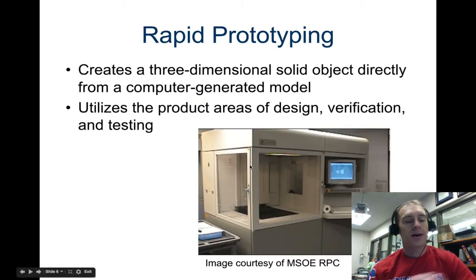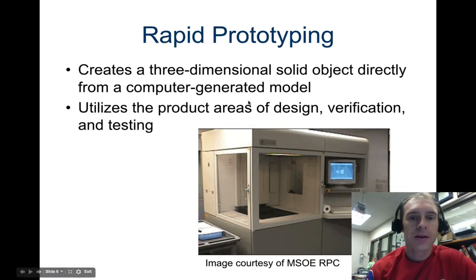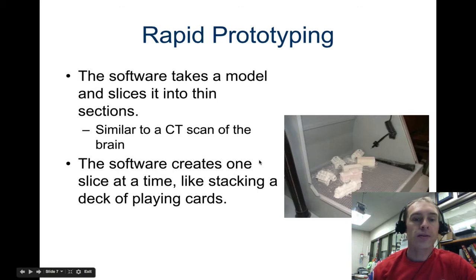Just to explain this to begin with, rapid prototyping creates a three-dimensional solid object directly from a computer-generated model, and it utilizes product areas of design, verification, and testing. So this is an example of a rapid prototyping machine. And software will take the model and slice it into thin sections.